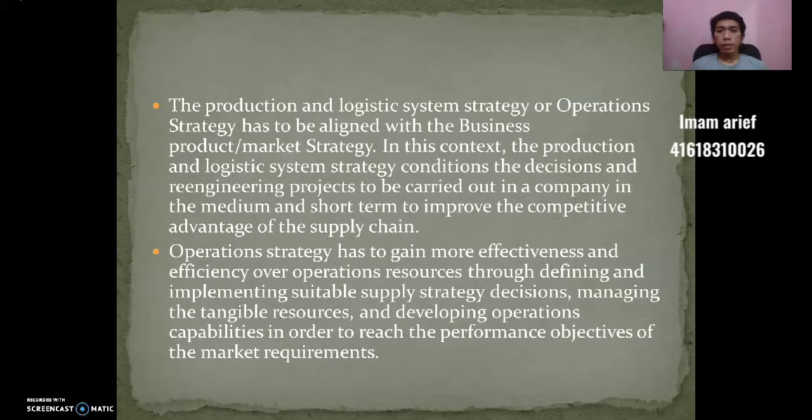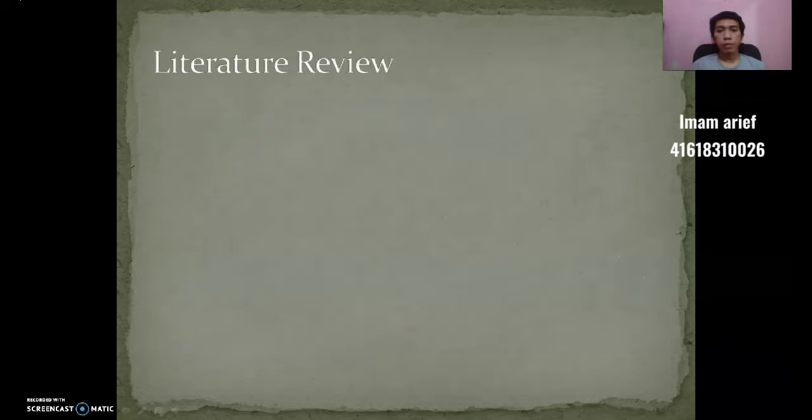The production and logistics system strategy or operation strategy has to be aligned with the business product or market strategy. In this context, the production and logistics system strategy conditions dedication and re-engineering projects to be carried out in a company in the medium and short term to improve the competitive advantage of the supply chains. Operation strategy has to gain more effectiveness and efficiency of our operations resources through defining and implementing suitable supply strategy decisions, managing the tangible resources, and developing operation capabilities in order to reach the performance objectives of the market requirements.